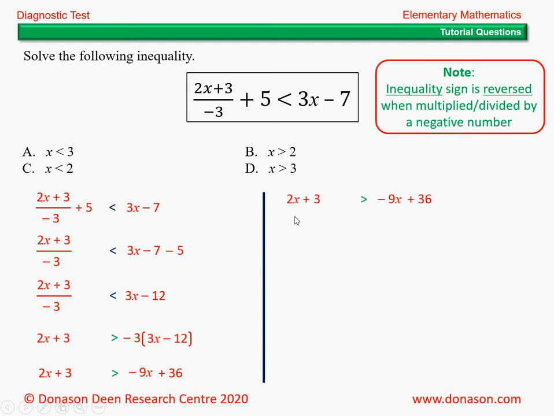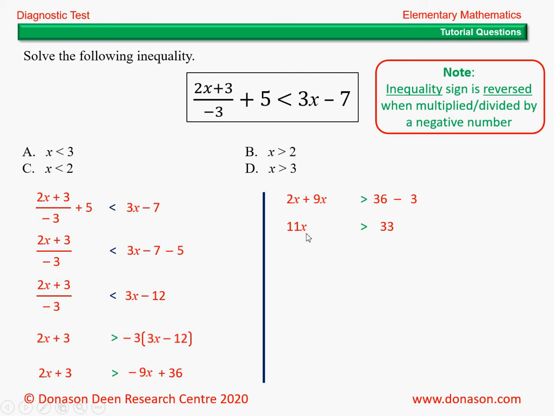What we're going to do next is bring all the x's to the same side and all the constants or numbers to the other side. I'm going to bring the minus 9x to the left side. Minus 9x, if I bring it to the left, becomes plus 9x, and plus 3, if I throw it to the right side, becomes minus 3. So now we have like terms, 2x and 9x, which give you a total of 11x, and that should be greater than 36 minus 3. From 36, if you take away 3, that would be 33.